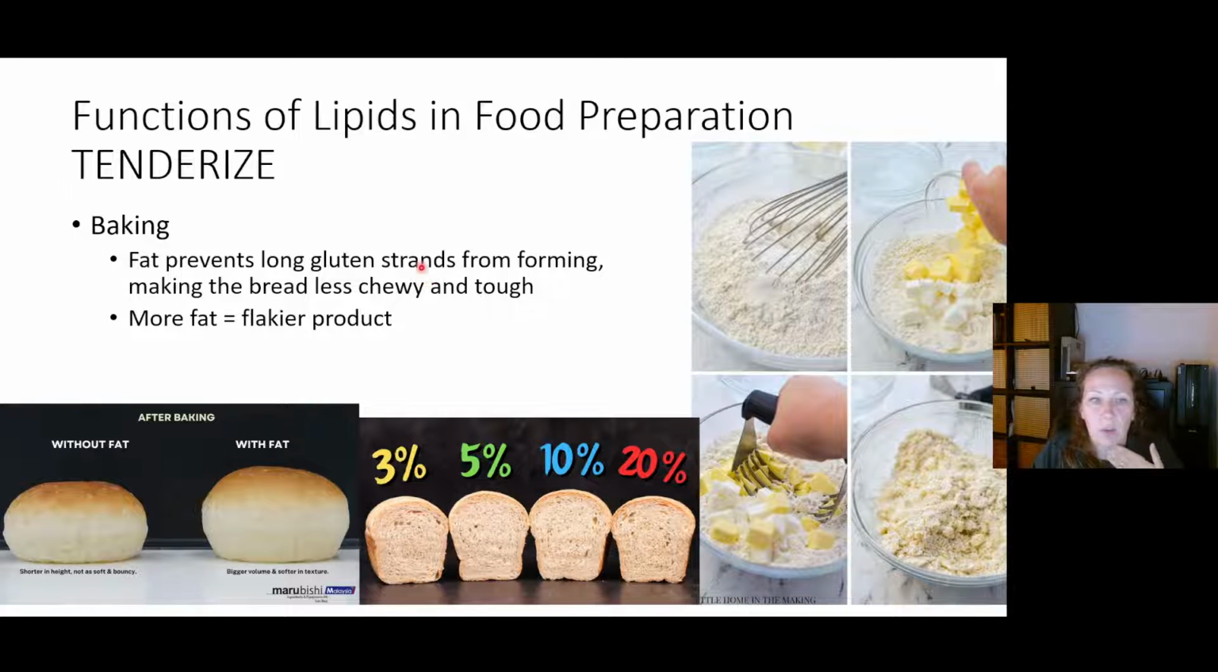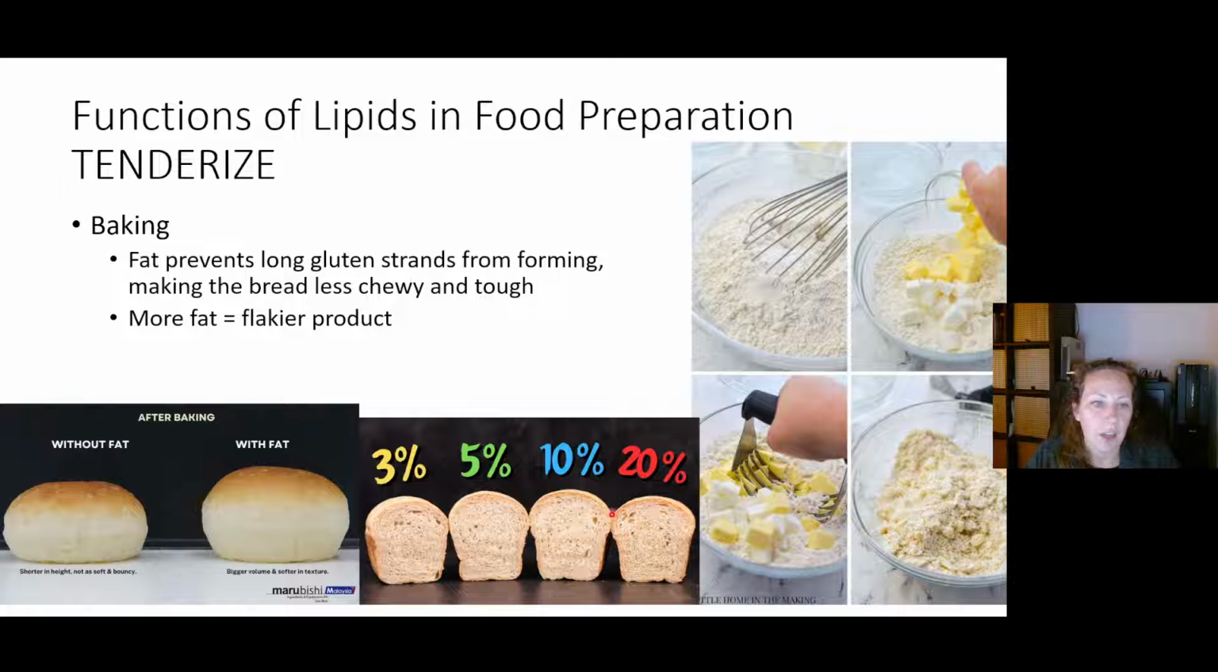Also, the more fat you have, the flakier the product will be. And because it prevents long gluten strands from forming, that's where we get the name shortening, because like the vegetable oil shortening, it actually does shorten the gluten strands. Okay.